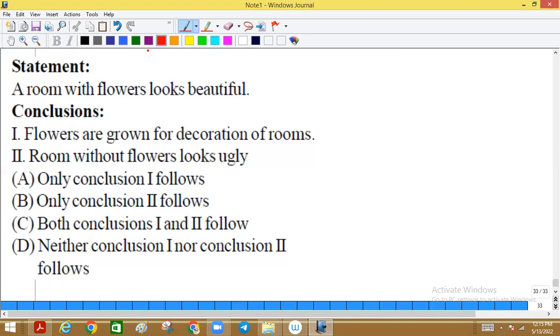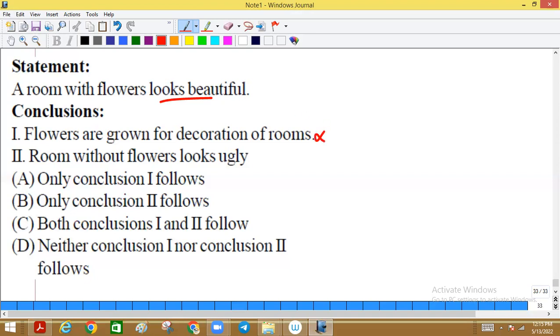Okay. A room with flowers looks beautiful. You know up to that thing only. That was the statement it is saying. See here, conclusions. Flowers are grown for the decoration of rooms. Do you think that flowers are grown for the decoration of rooms? From that statement, I can't say this conclusion. So wrong. Now come to the second conclusion.